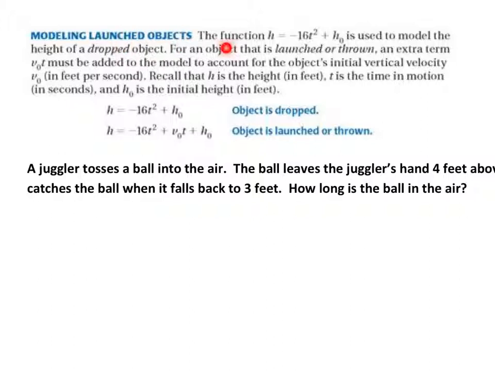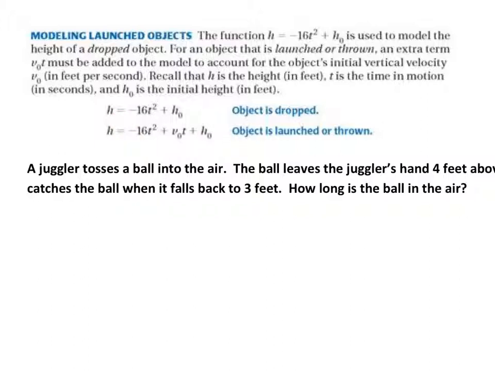All right, modeling launch objects. The function h equals negative 16t squared plus h naught. Negative 16t squared is basically gravity working based on time. H naught is the original height, so this is used to model the height of a dropped object. For an object that is launched or thrown, an extra term, v naught times time, where v naught is the initial velocity in feet per second, must be added to the model to account for the object's initial vertical velocity. Recall that h is the height in feet, t is the time in motion in seconds, and h naught is the initial height in feet. Okay. So we're going to need one of these two.